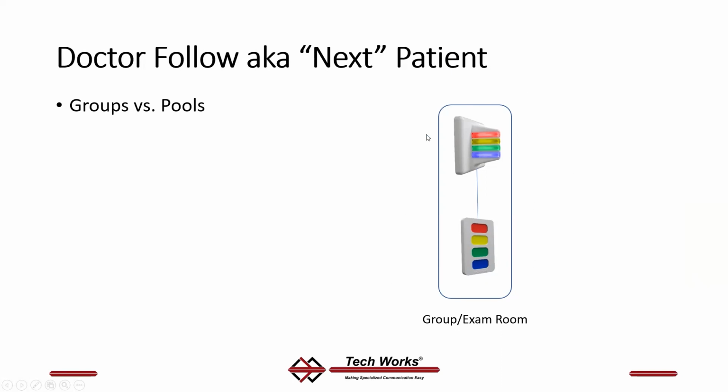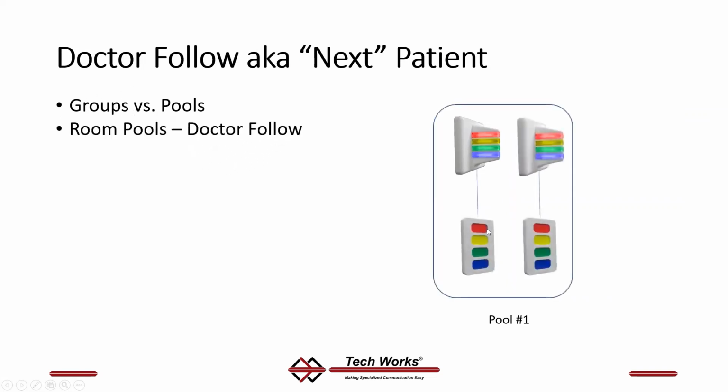Inside of the IMR, you create a group which identifies devices by their address and by the group name. So if these two devices are addressed the same and they are labeled as the same group name, like exam room 1, they become as if they were one device to the IMR. Now we can take those and we can create pools.